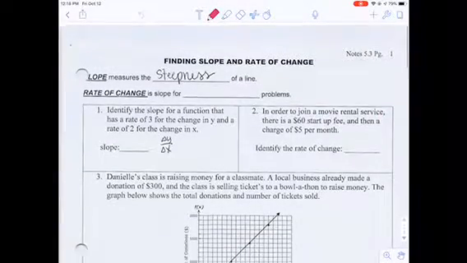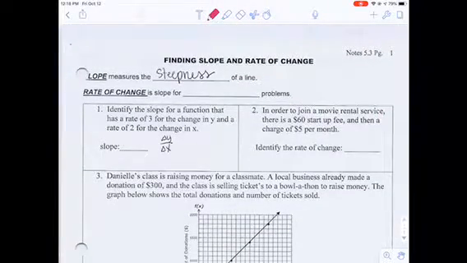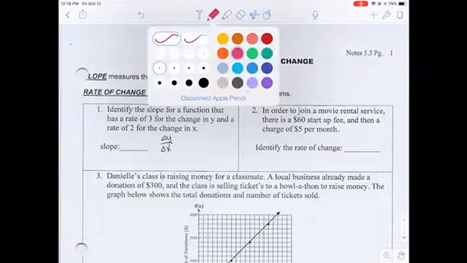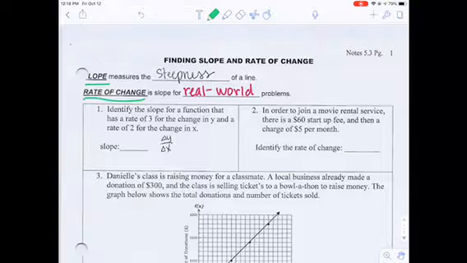This video takes you through notes 5.3. So remember, slope measures the steepness of a line, and rate of change is the slope for real-world problems. When we see the words rate of change and slope, they are very similar. One is just in context, where slope could be from just a graph or a table where they don't actually tell you what it's about.